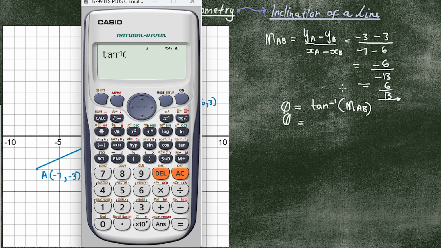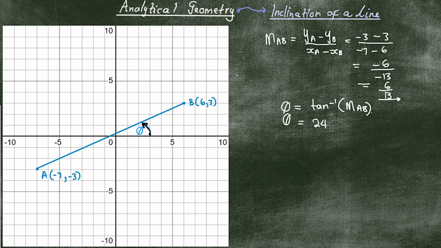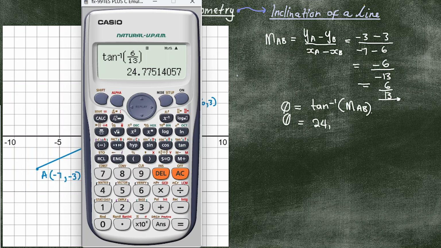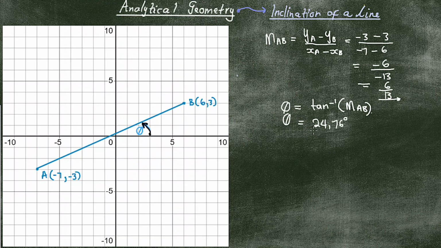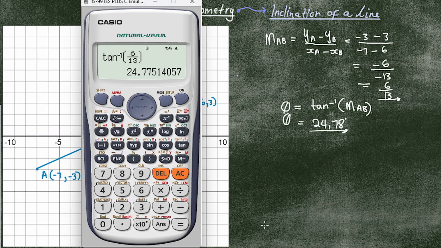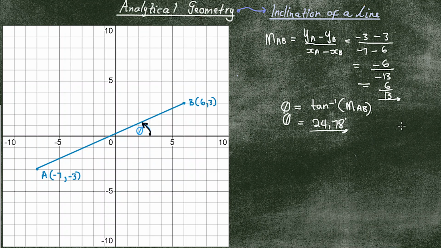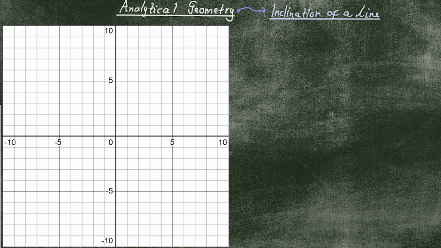So arctan, so the gradient is 6 over 13. And okay, I typed a minus there by mistake. So now, 24,76. I'm writing it in 2 decimal places. 78 degrees. Double check. Yeah. Okay, so this is our angle of inclination for this blue line.